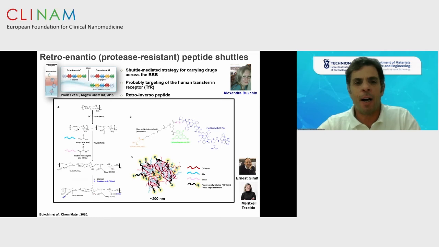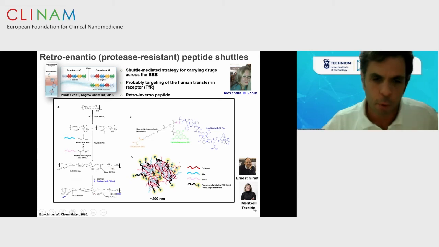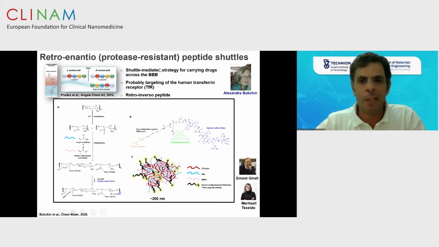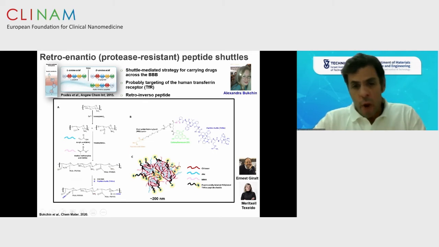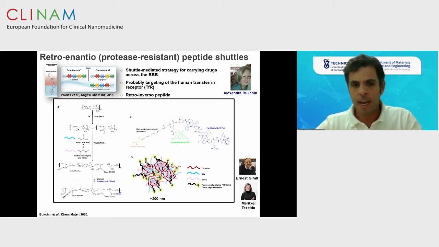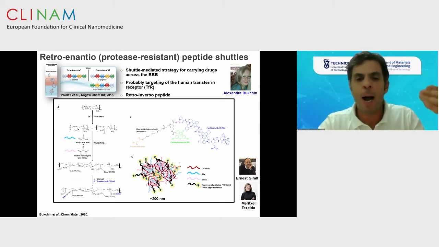Today we'll discuss a work that we did in collaboration with the group of Professor Ernest Giralt and Meritxell Teixidó at the Institute for Research in Biomedicine in Barcelona. This group develops different types of peptides. And in one approach, trying to overcome the BBB, they developed the retro-enantio peptide shuttle approach, in which the peptide shuttle that shuttles different types of molecules or nanoparticles into the central nervous system has a different amino acid sequence. And by changing the sequence, what they achieve is a much longer half-life in the bloodstream, which is critical to maintain the ligand somehow alive until the nanoparticles reach the target tissue or organ.